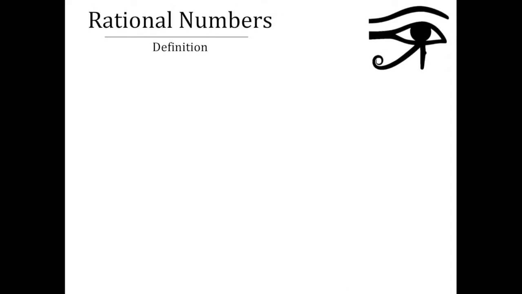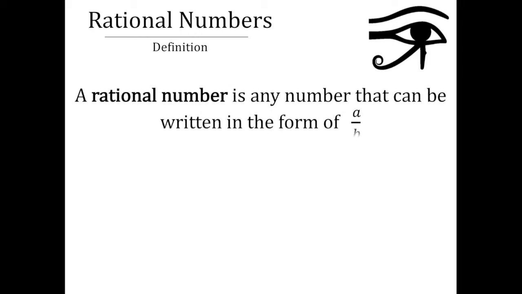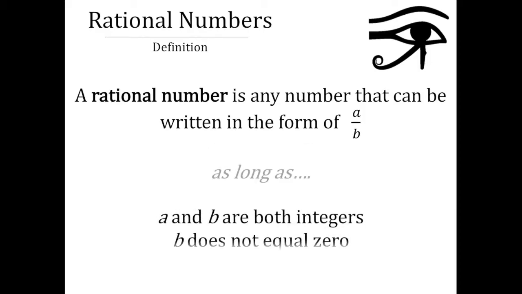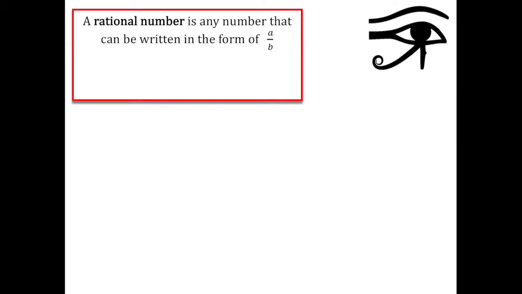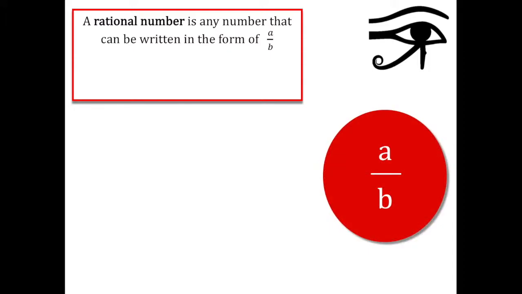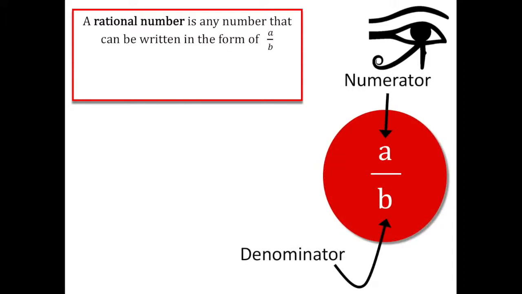First, let's define rational numbers. A rational number is any number that can be written in the form of a over b, as long as a and b are both integers and b does not equal 0. So let's break that down a bit. The first part of the definition says that a rational number is any number that can be written as a over b. And remember, a is the numerator and b is the denominator.